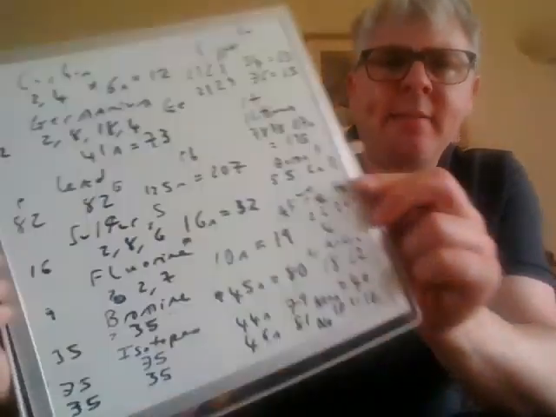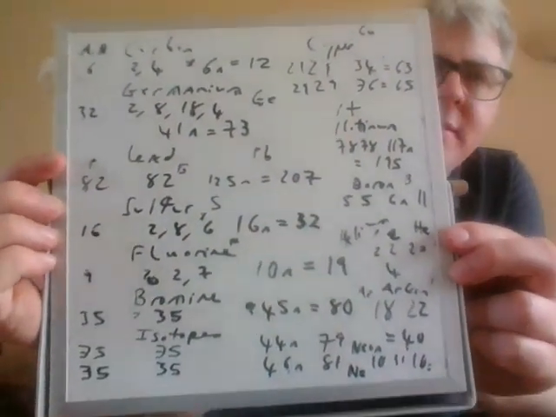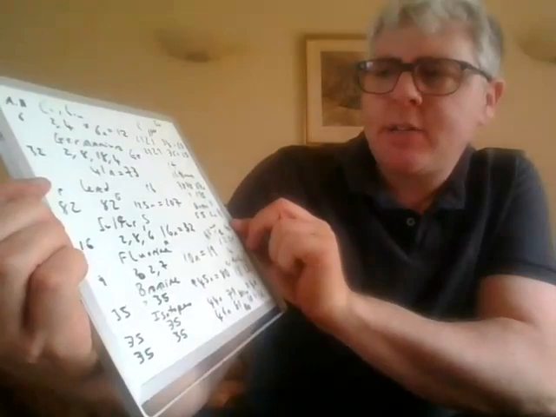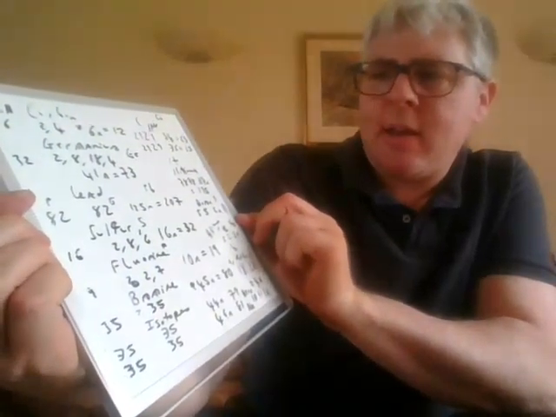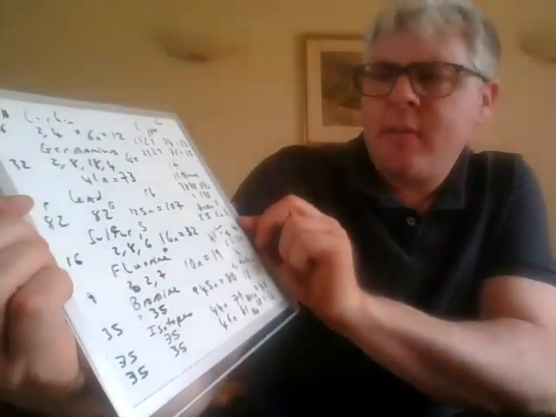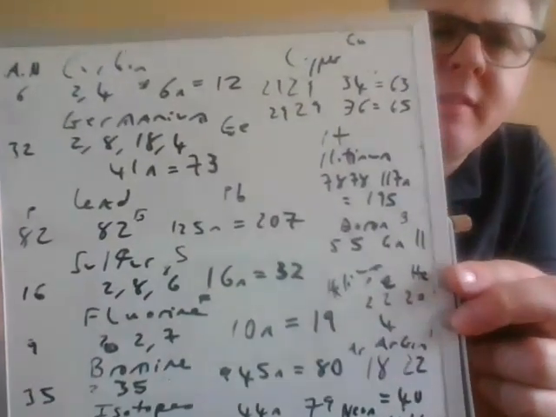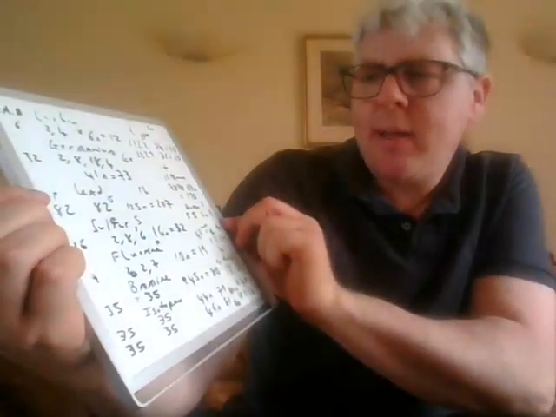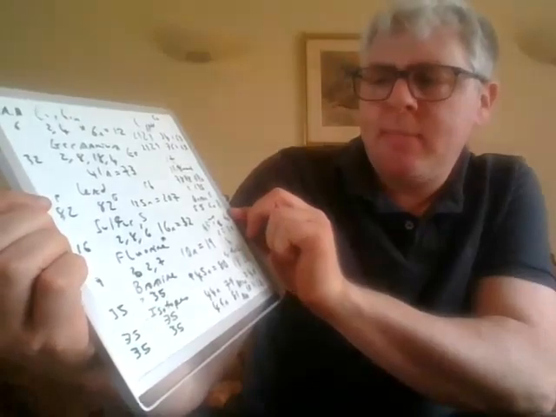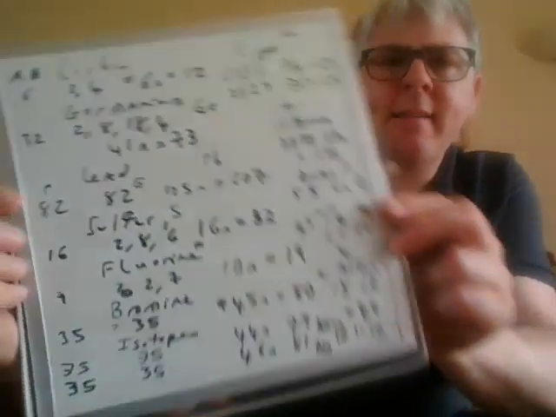And then I've got lead here. So lead's got 82 protons and 82 electrons. It's got 125 neutrons, so it's got a relative atomic mass of 207. That's right. Sulfur here, its chemical symbol is S.